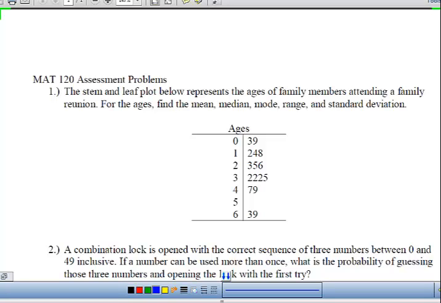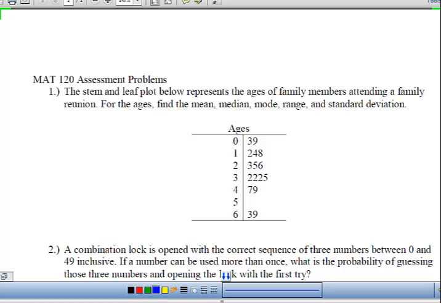Here's our first SLO question. Basically what the question assesses is, can you reconstitute data from a stem and leaf plot, and then can you find the mean, median, mode, range, and standard deviation?